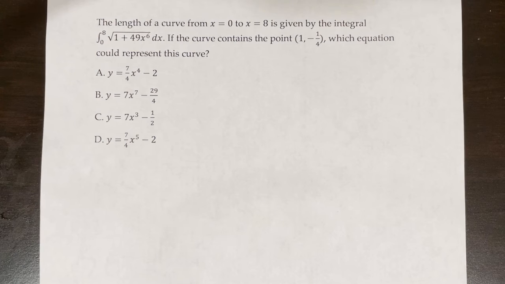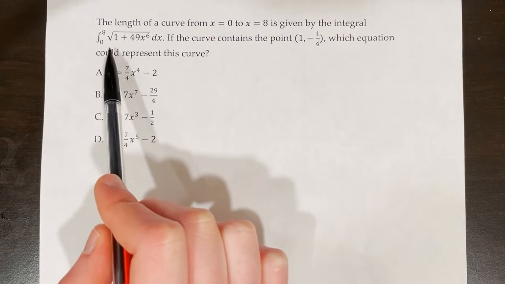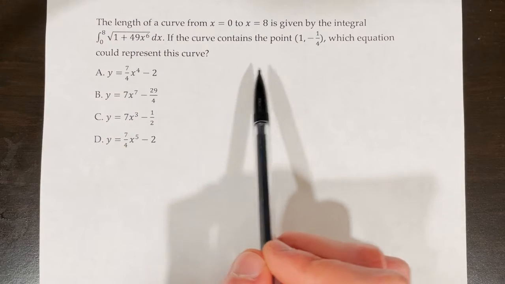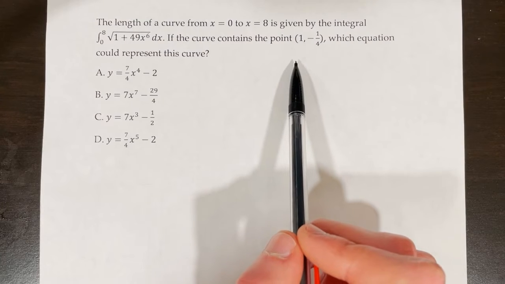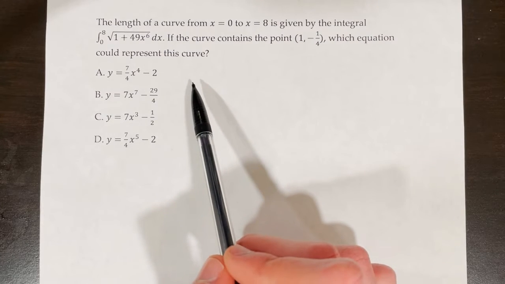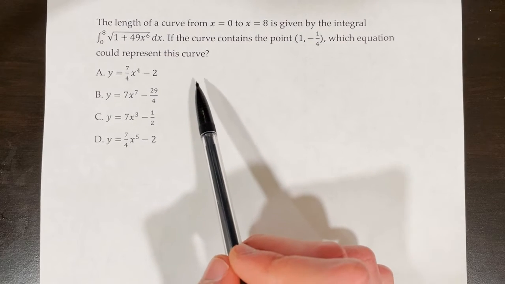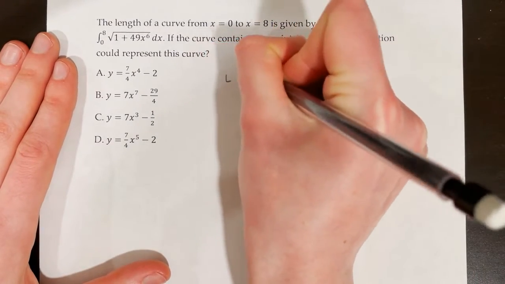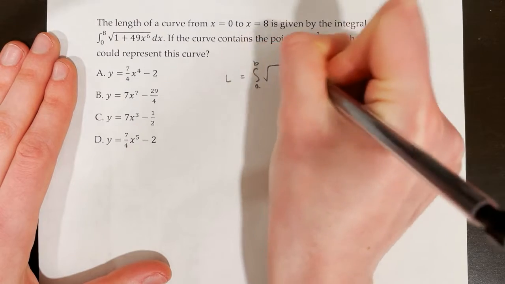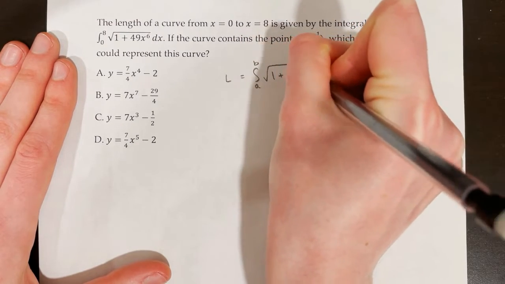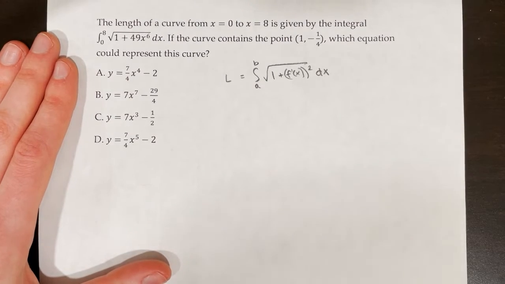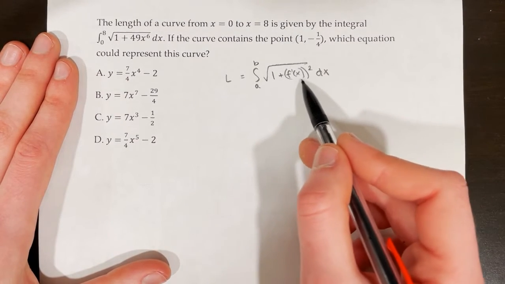The length of a curve from x equals 0 to x equals 8 is given by the integral from 0 to 8 of the square root of 1 plus 49x to the 6th dx. If the curve contains the point 1, negative 1/4, which equation could represent this curve? In this case, we're going to be kind of working in reverse. They gave us the integral with the arc length. So we know what our arc length integral really is. It's L is equal to the integral from a to b of the square root of 1 plus f prime of x squared dx. So in this case, we just have to figure out, well, what did they plug in for a and b, and what did they plug in for f prime of x?